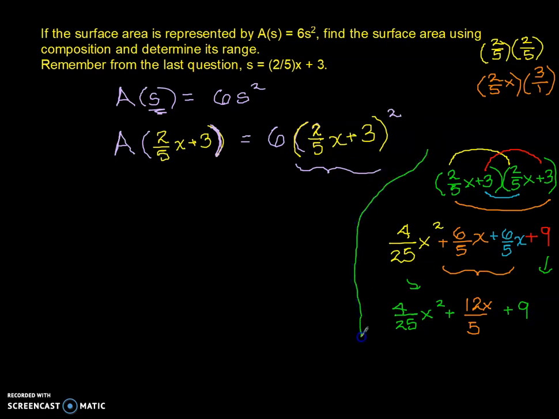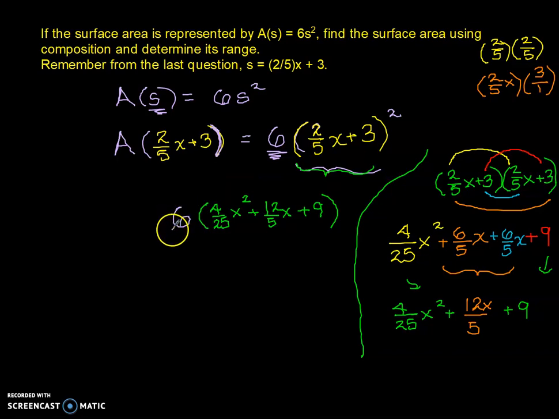So this is my little sidebar, but now I'm going to rewrite this as 4 over 25 x squared plus 12 over 5x plus 9. I'm keeping it in parentheses because parentheses means to multiply. And technically I haven't multiplied this 6 yet. So I'm going to bring that down and I'm going to multiply.